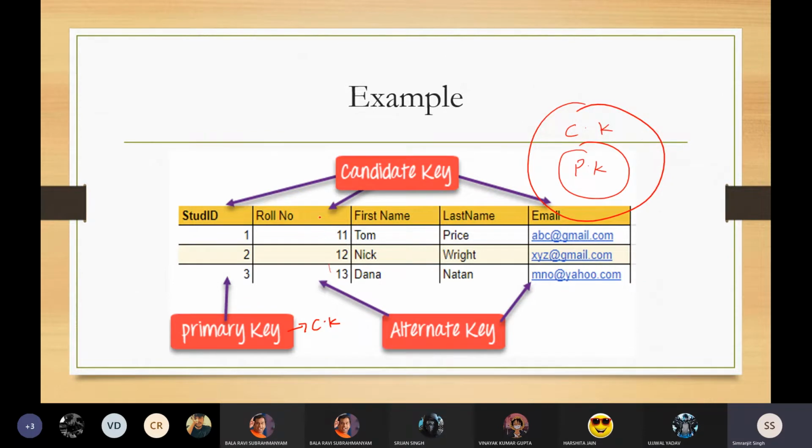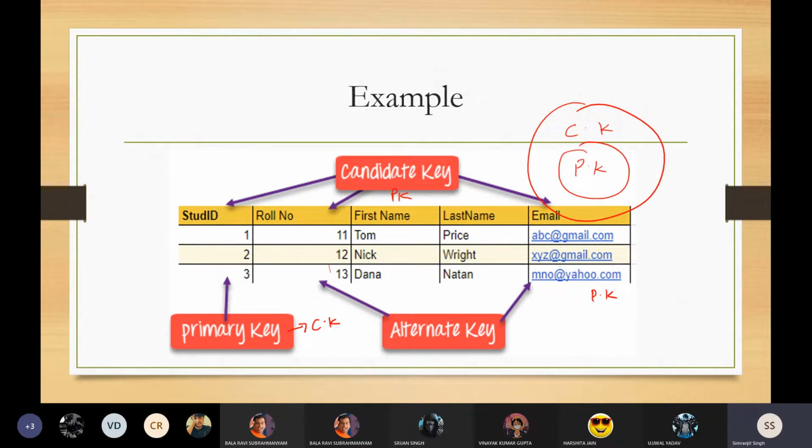So you can also say that this one is also a primary key, because a primary key has only one extra constraint, that is the not null part. In this particular table, we can see that there is no null. So candidate key and primary key in this particular table are the same. Keep that in mind: primary key and candidate key can be the same.